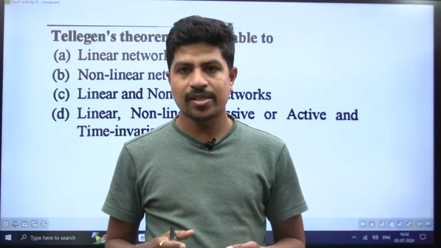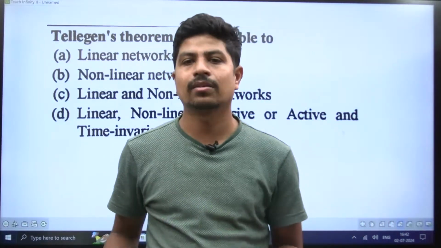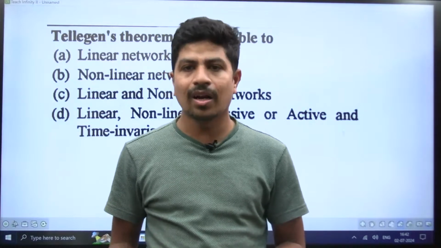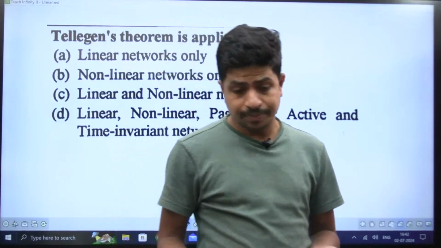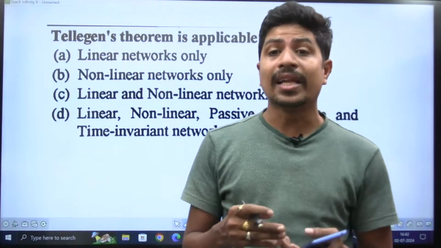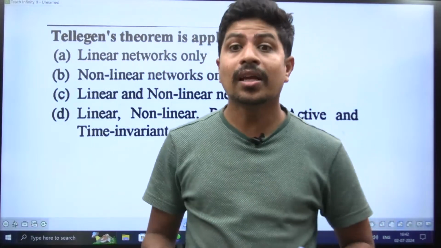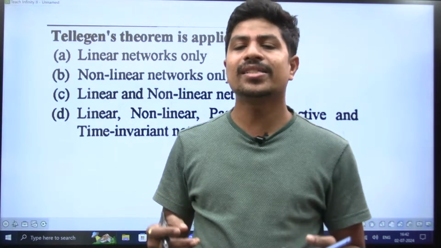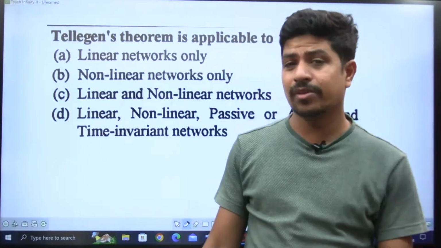The total power given is equal to total power loss plus total power taken. This means the law of conservation of power. Tellegen's theorem is going to be verified. Tellegen's theorem is applicable for both linear and non-linear circuits. For any circuit, Tellegen's theorem has to be applicable. Why? Because it is just checking the law of conservation of power or law of conservation of energy.